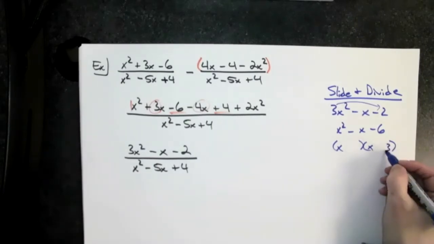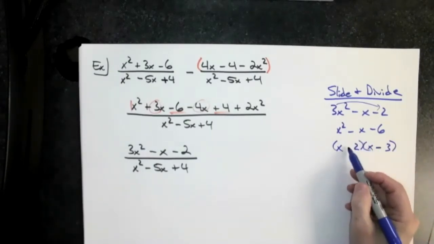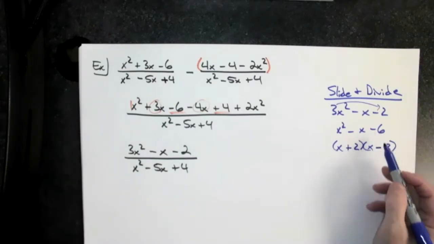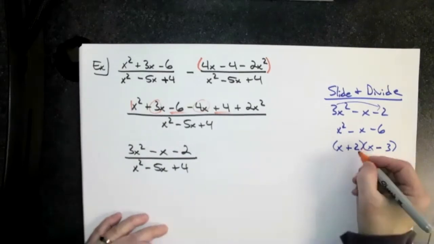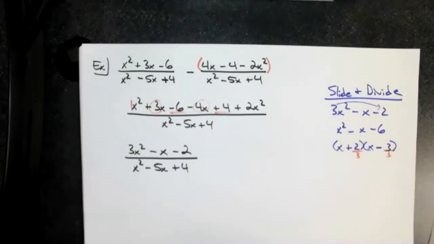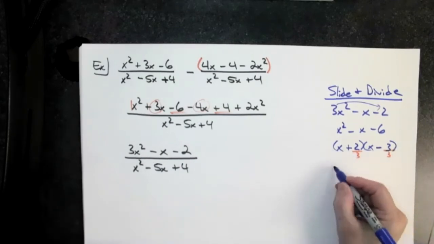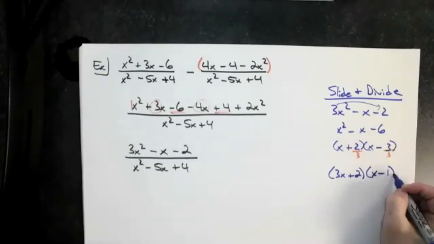3 times 2. 3 times 2 will get me a negative 1 in the middle. Unlike signs on the negative 6. And then don't forget the divide, because I always want to forget the divide part. So once I slide, then I have to divide. That makes this one a 3x plus a 2. That makes this one an x minus a 1.